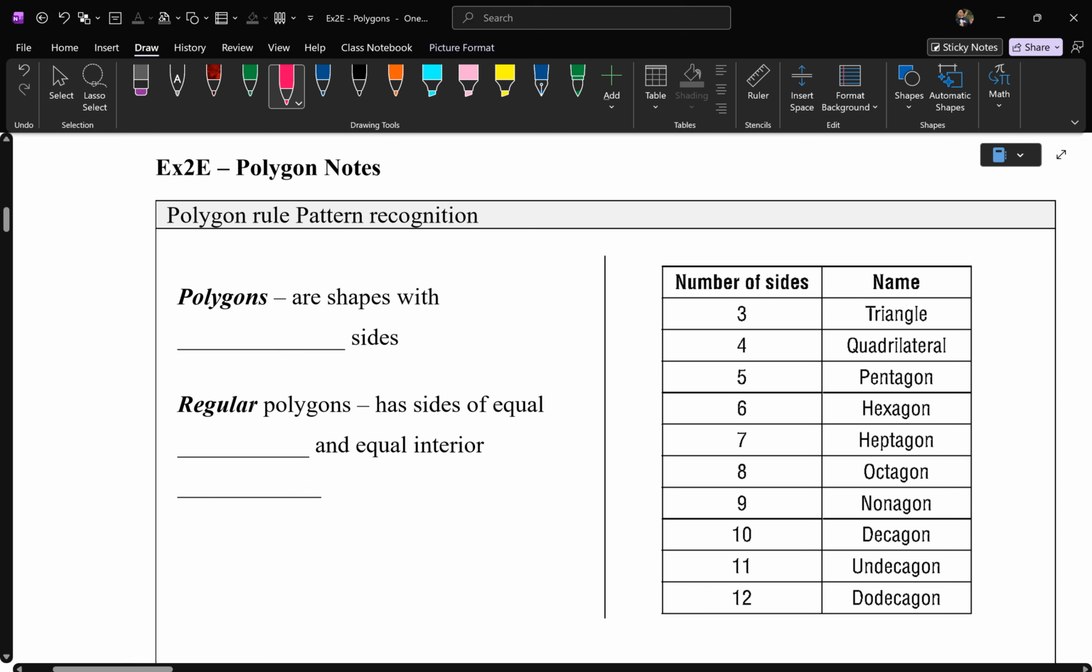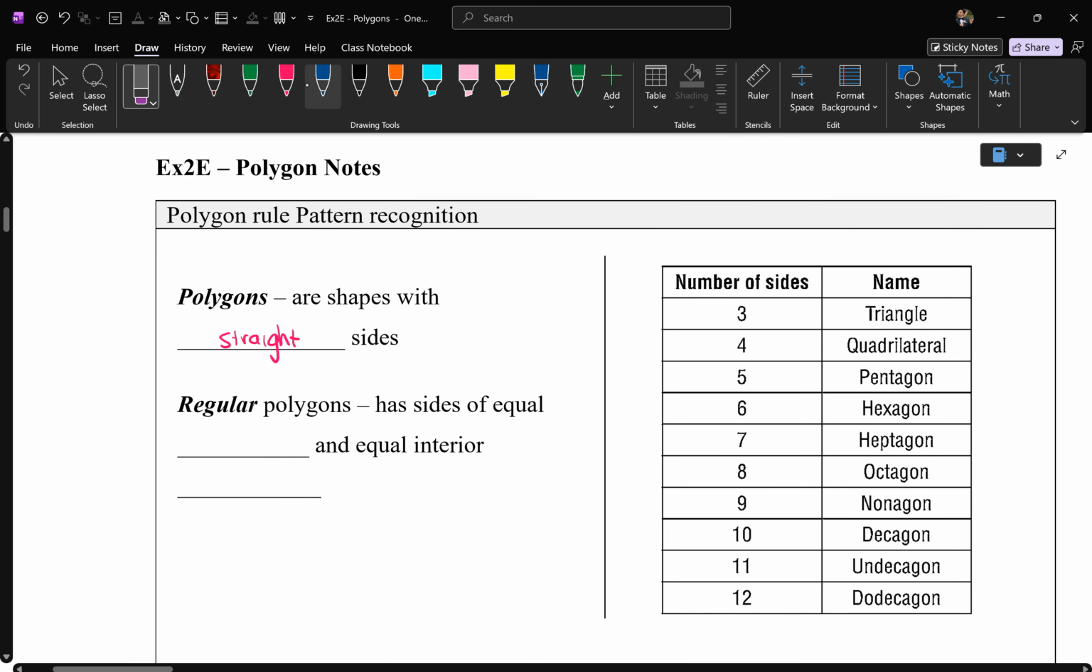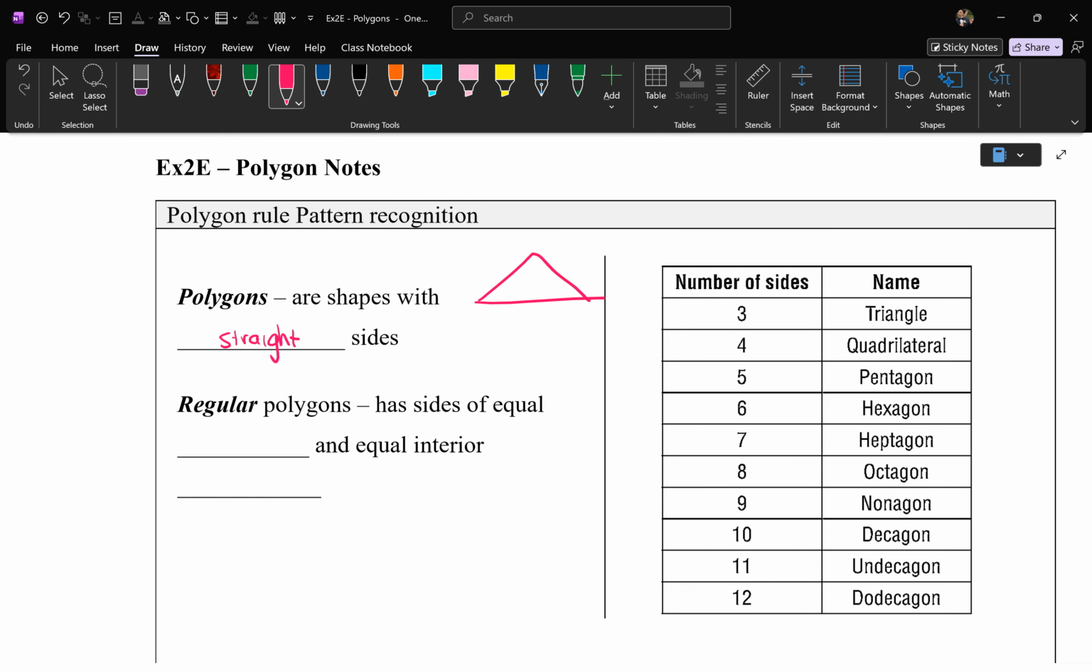Here we go, polygons. What is a polygon? They are shapes with, fill this in, straight sides. Okay, so a circle is not a polygon because it's curved. So any shape that is a minimum of 3 sides, because if you just had 2 sides, it's not a shape, it's an angle, right? You create an angle. So minimum is 3, we call that a triangle, right? 4 straight sides together, that's what we call quadrilateral, which is 2D.